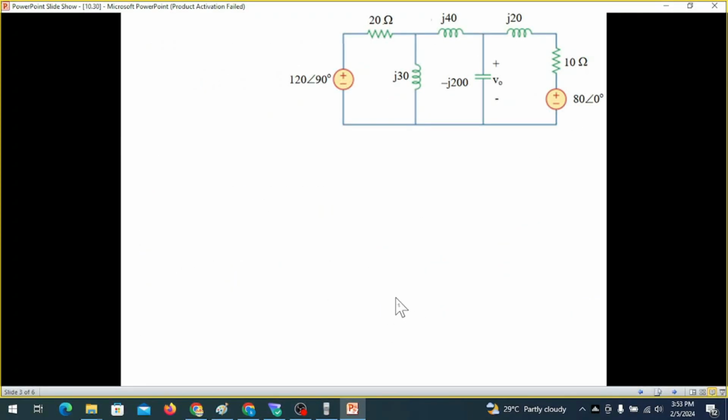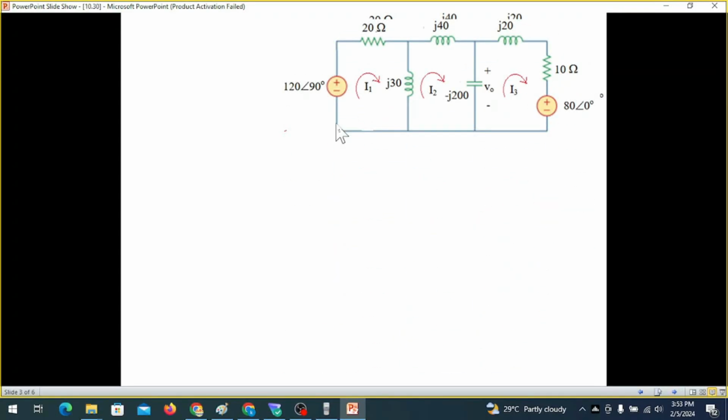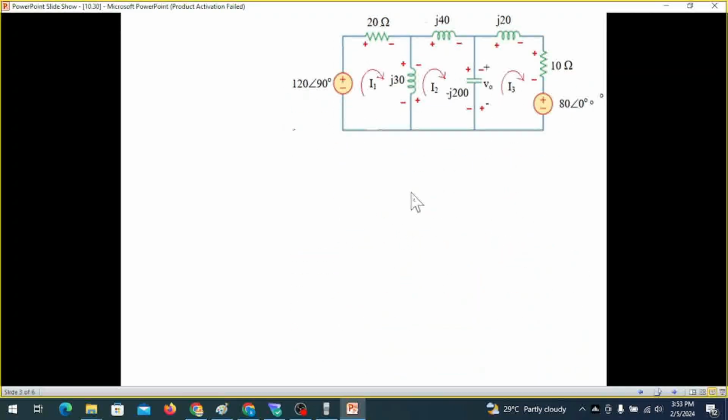So the first thing we do is mark the mesh currents. This one is I1, calling this I2, and calling this I3. Then we should also mark all the voltage polarities as shown here. Wherever the current touches first, that becomes positive. Current touching here first, positive. And similarly with this loop, current touching here first, it will become positive, positive, positive. And the third loop, the current touching this point first is positive, then positive, then positive. And now we are ready to write the KVL equation.